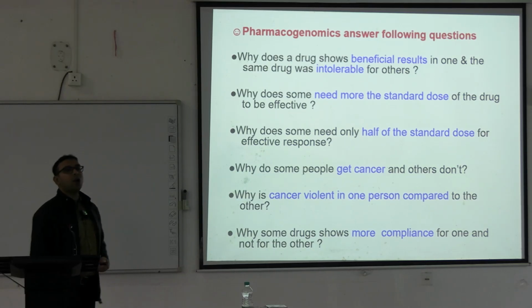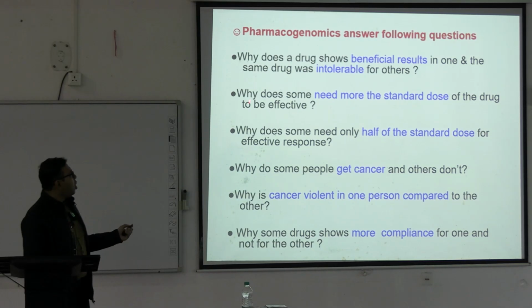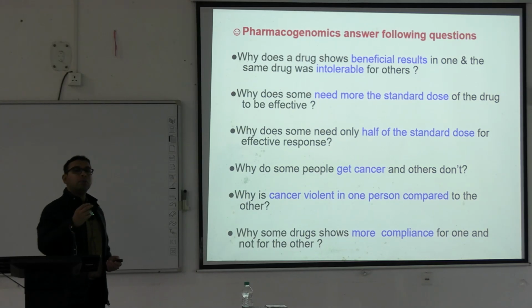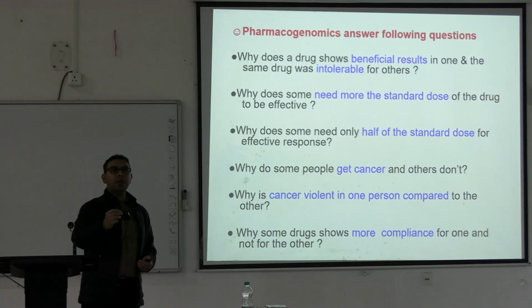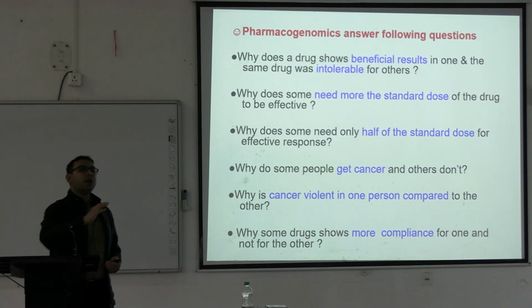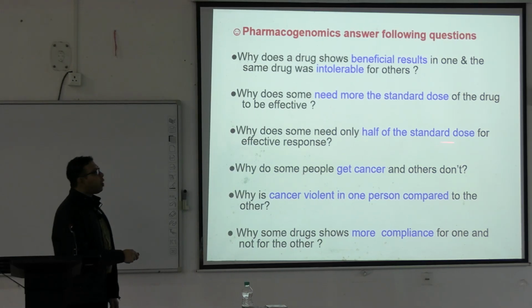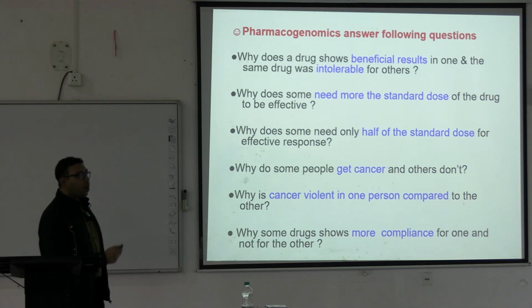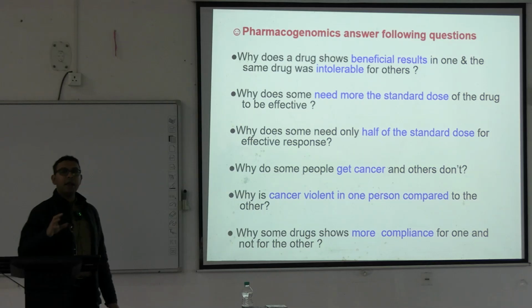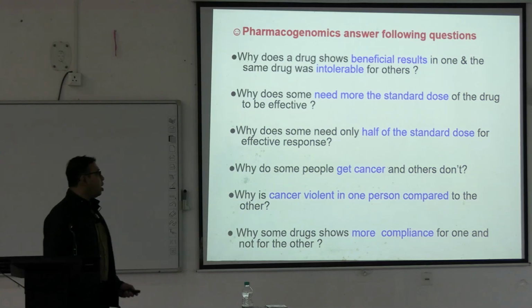So ultimately it answers the following questions, like, why does a drug show beneficial results in one and the same drug was intolerable for others? So already we have discussed, why do some need more than the standard dose of the drug to be effective, a more potent drug. For example, for some patients their fever subsided with paracetamol 500 and for another 650 or 1000 milligram is needed. Why do some need only half of the standard dose, less dose is needed, otherwise there may be a problem. Why do some people respond to anti-cancer drugs, that is throughout about the different types of genes. Many anti-cancer drugs act according to their genetic makeup.